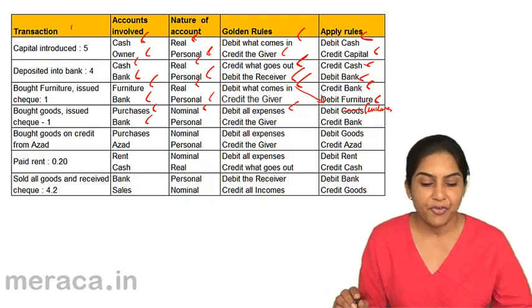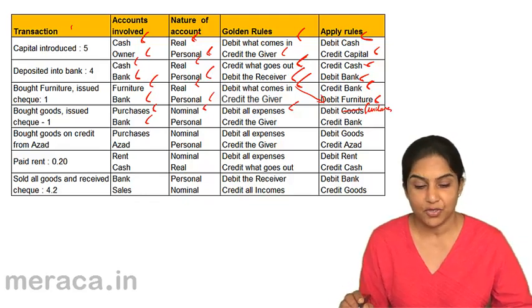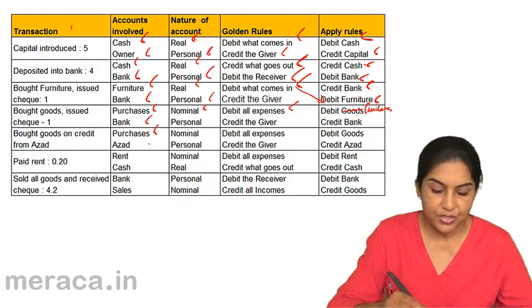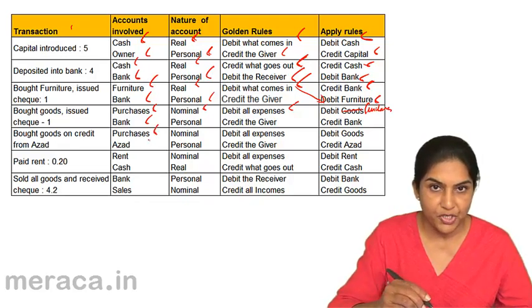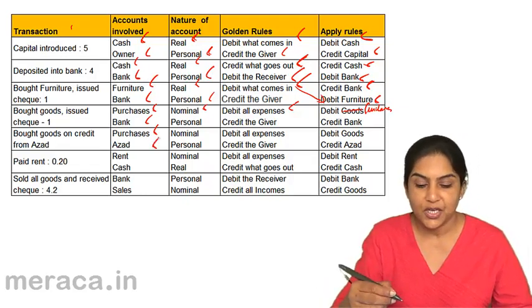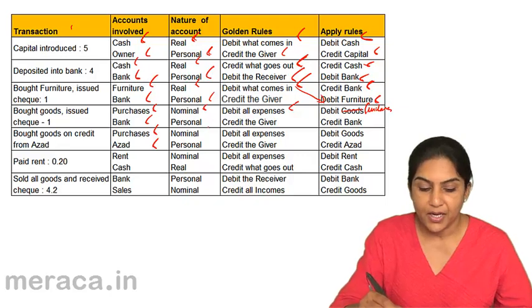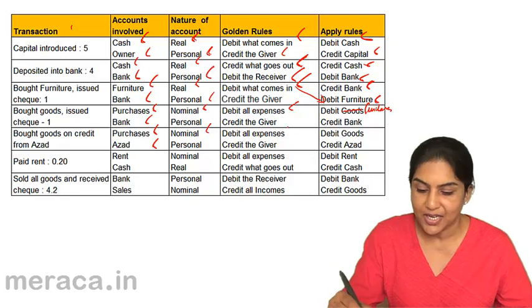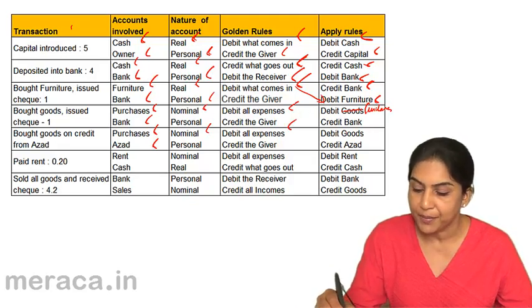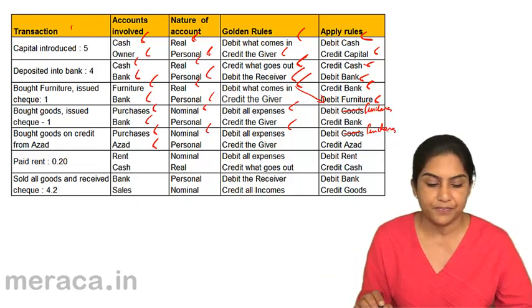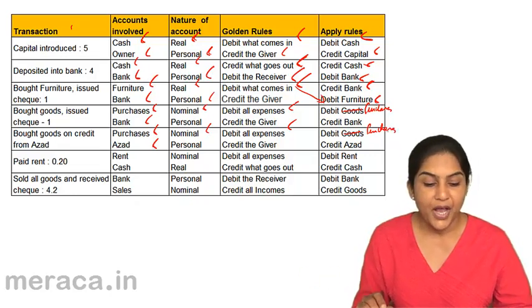Bought goods on credit from Azad. So what are the accounts involved? We are not opening a goods account. For goods purchased, we are opening the purchases account and Azad's account. What is purchases? Purchases is a nominal account. Debit all expenses. Purchase is an expense. Therefore, we won't say goods, we will say purchases. Debit purchases account.